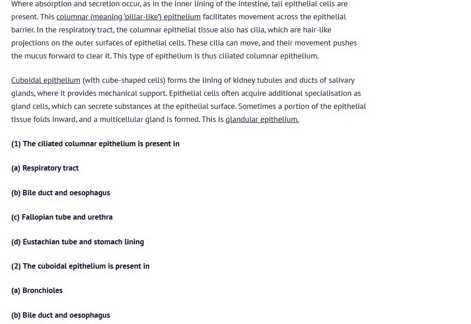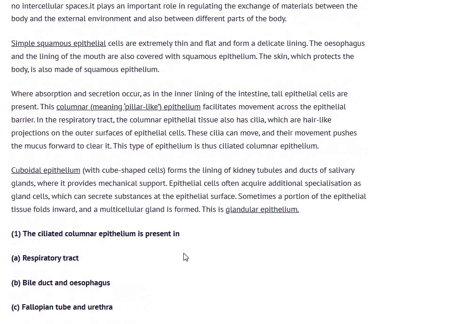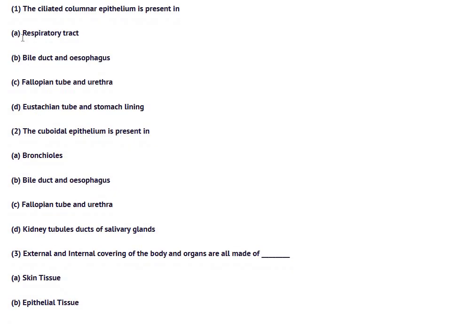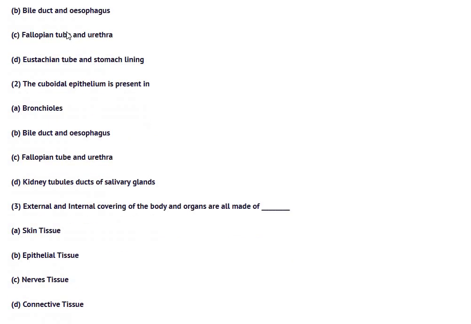So of course it is respiratory tract. Is it present in bile duct? I'm a bit confused because I read that it is present in respiratory tract, and they have cilia-like structures. All right, so let's take respiratory tract as the answer.